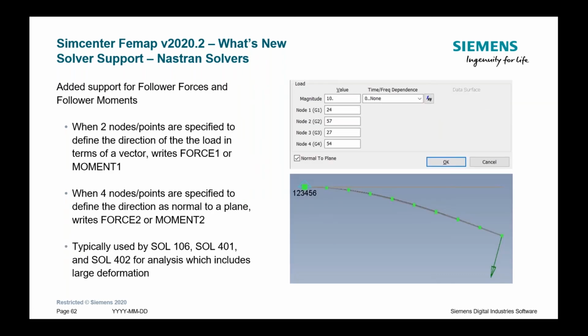Follower forces, like I said, for Nastran: the one with 2 nodes or 2 points is the FORCE1 or MOMENT1, and the one for 4 nodes or points makes a FORCE2 or MOMENT2. Again, these are typically used with solutions 106, 401, and 402.